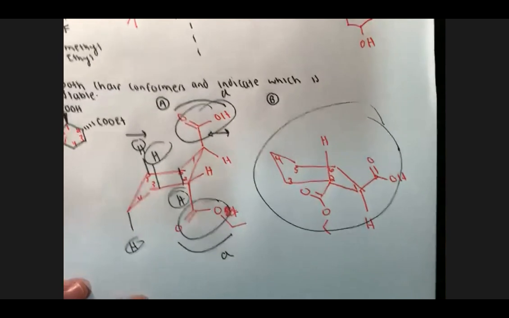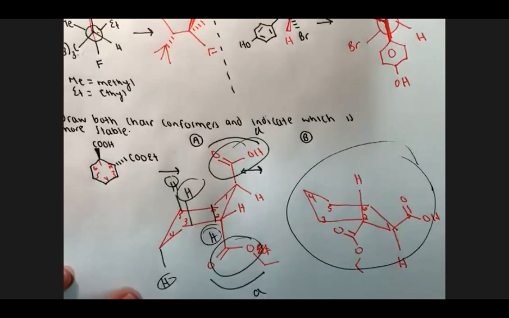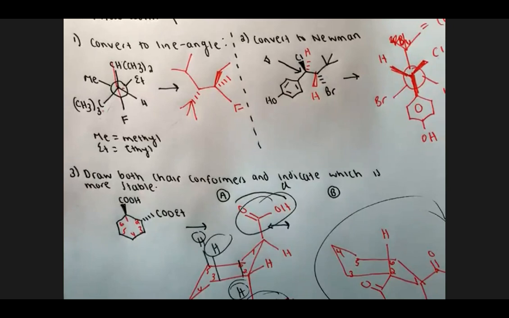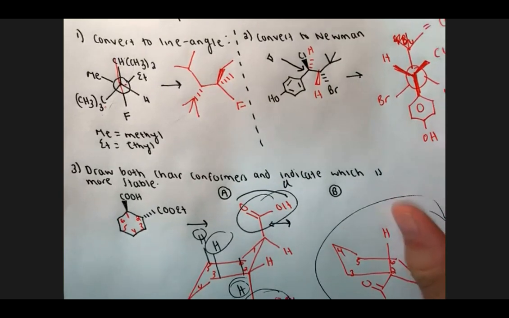So again, this is kind of like a brief summary of that whole last chapter of what we did. You should be able to know how to go from a Newman to line angle, from a line angle to Newman, and also know how to do these chair conformers and rationalize their stability. Okay, so these are the most important things from the last chapter. Anybody have any questions on anything before we move on to new material? Cool. All right, so we're going to move on to chirality.